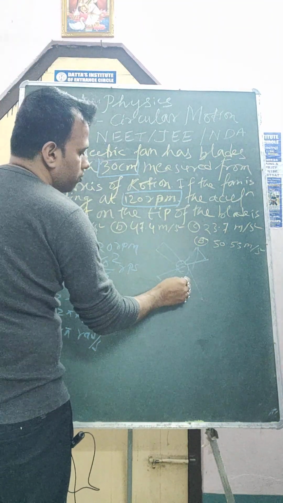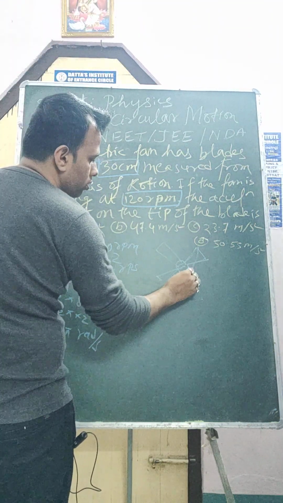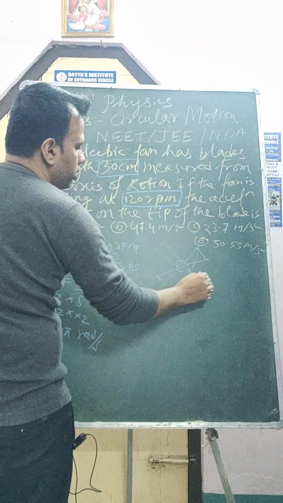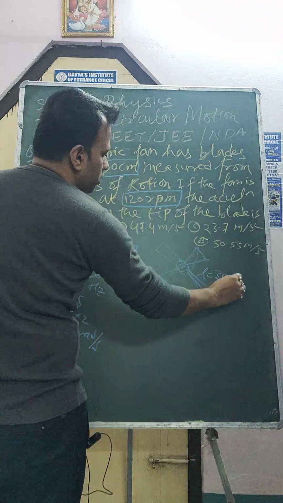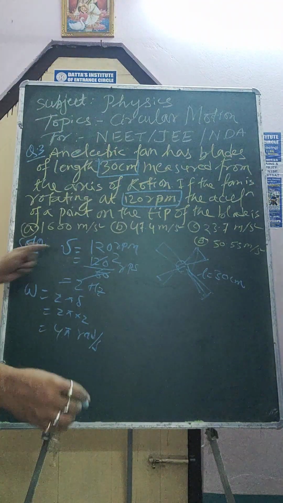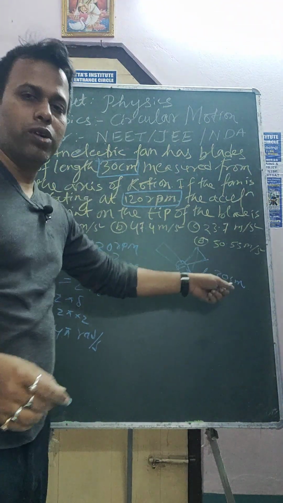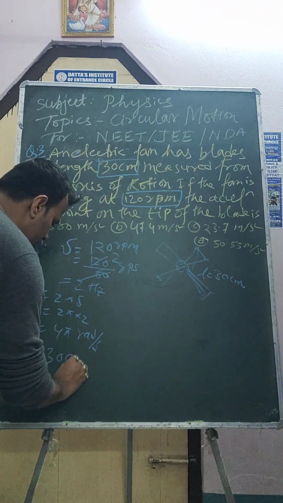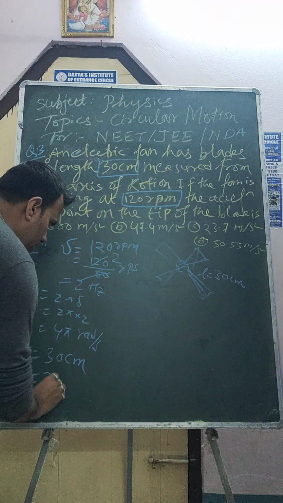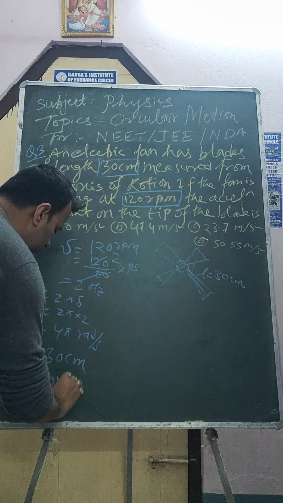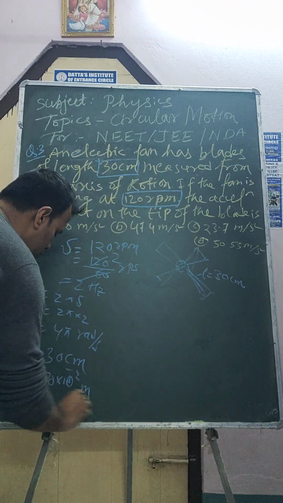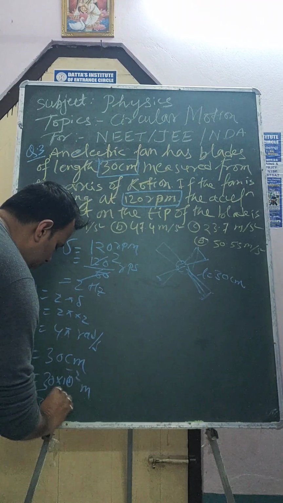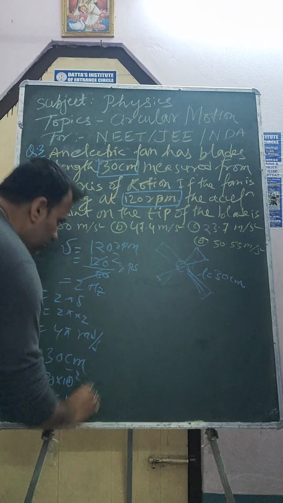So the blade, the length of the blade is what? L is equal to 30 centimeter. So this L represents what here? Radius. So radius R is equal to 30 centimeter, so 30 into 10 to the power minus 2 meter. So it will be 3 into 10 to the power minus 1 meter. Okay.